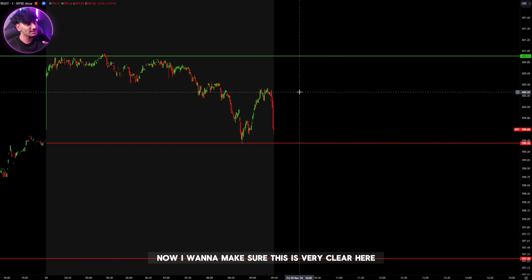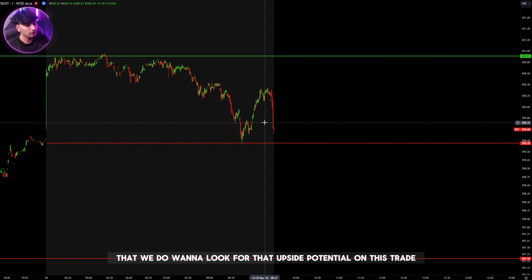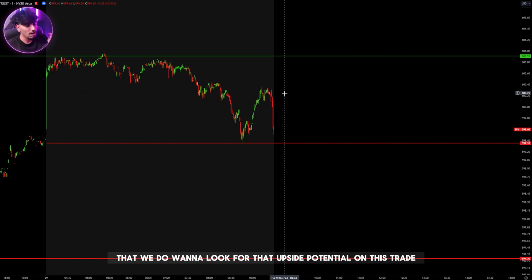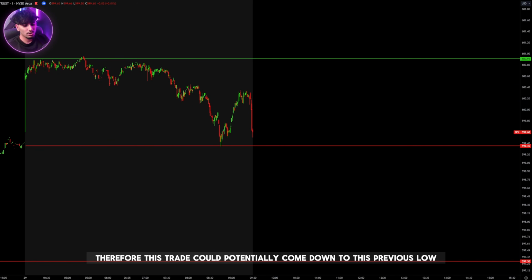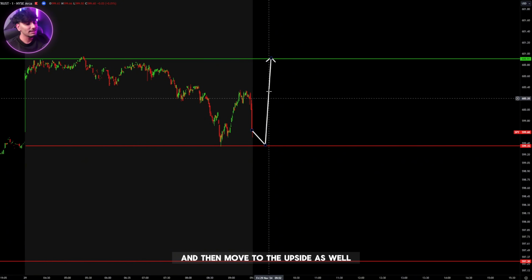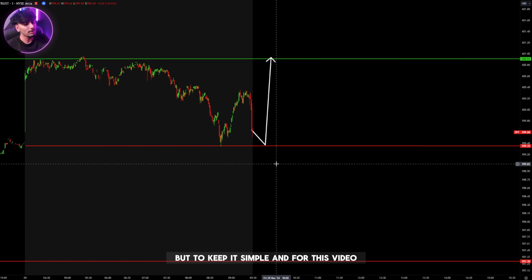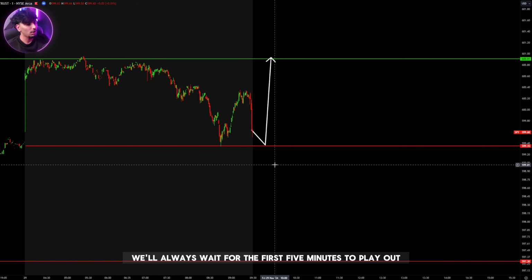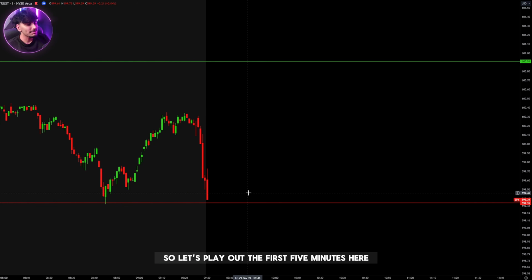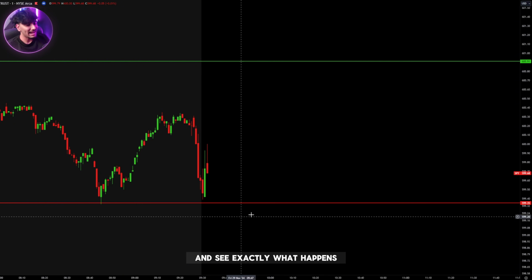I want to make sure this is very clear that we do want to look for that upside potential on this trade. Therefore, this trade could potentially come down to this previous low and then move to the upside as well. But to keep it simple for this video, we'll always wait for the first 5 minutes to play out and then look for a trade. So let's play out the first 5 minutes here and see exactly what happens.